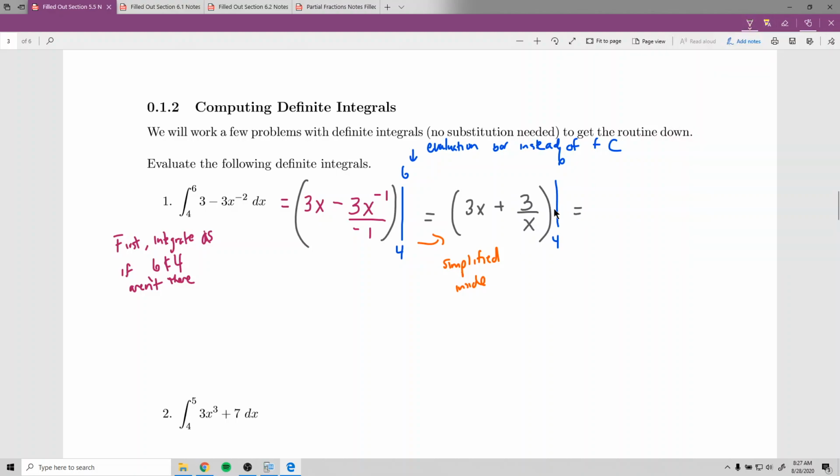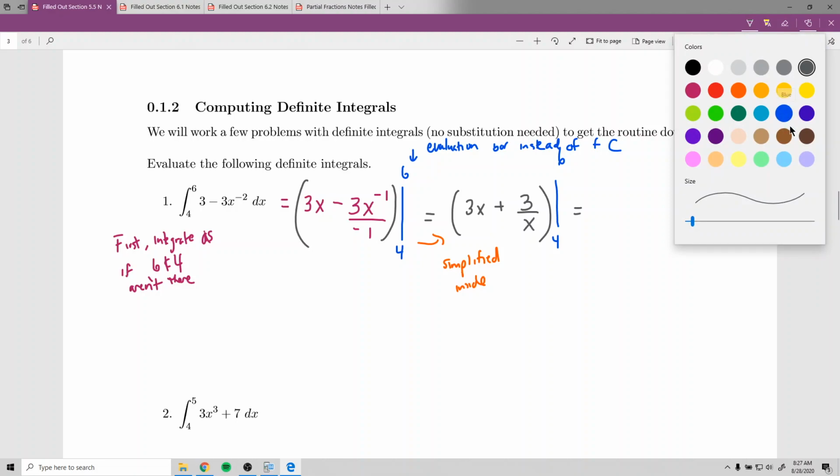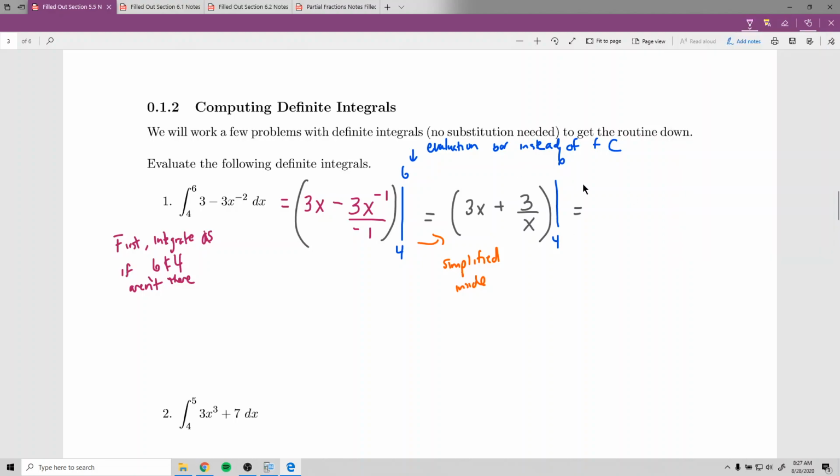Right? Now, if it was the old problems, we would be done. We would just write a plus c here instead of this bar, and we would be done. But it's not the old problems. We have the new problems. Now we do what the evaluation bar says. We're going to plug in the top, which is 6. So we got 3 times 6 plus 3 over 6. Subtract and then plug in the bottom. 3 times 4 plus 3 over 4. And remember those parentheses. That's why I like to write it here, because if you write it here, then you're more likely to remember to write it there.